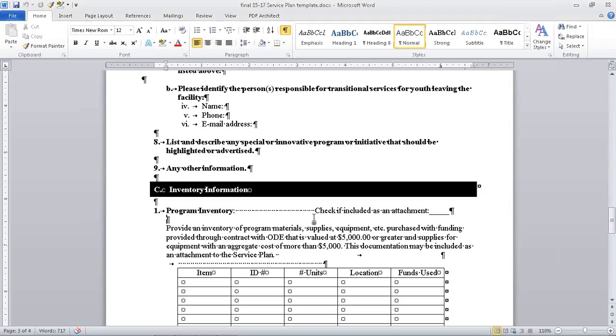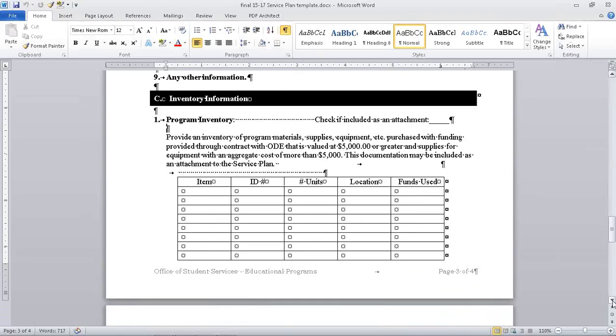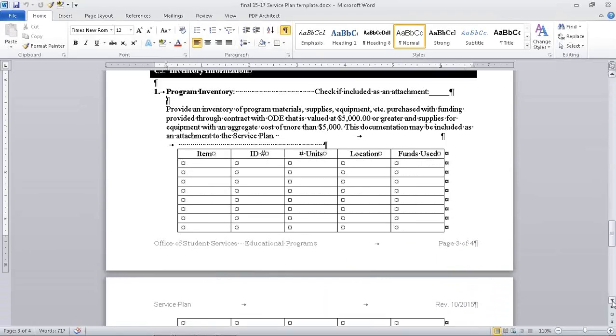Okay. Next, inventory. This is standard federal reporting guidelines. This is only if you have something you use with our contracts that is valued at $5,000 or more in aggregate. So for instance, it wouldn't be a whole set of computers unless it's in aggregate and so forth.